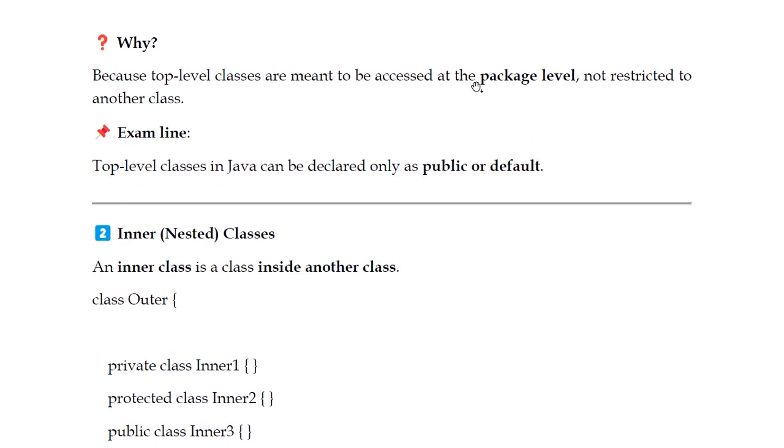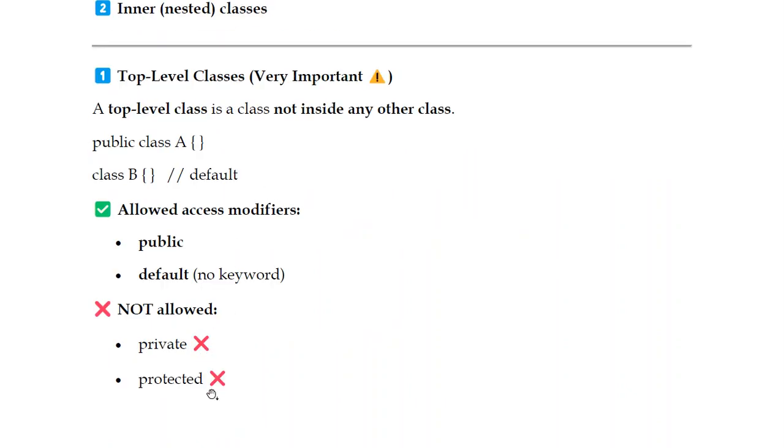Because top level classes are meant to be accessed at the package level. Only within that package you can access it, not restricted to another class. Okay, we can't give restrictions to another class, only this class can access. That's why we are restricting private and protected.